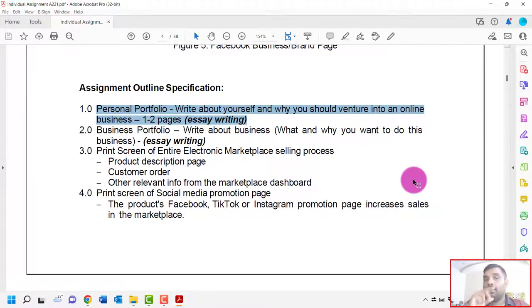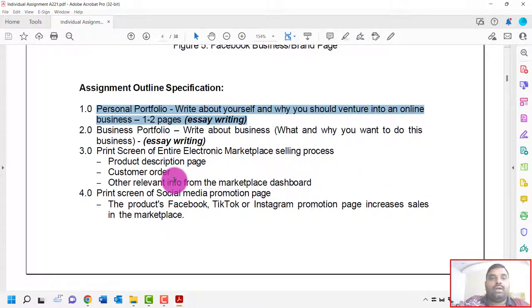Before that, for the group assignment, that is not the actual product. That is just a business idea. For the individual assignment, it's a real product. For the group, no, not a real product.